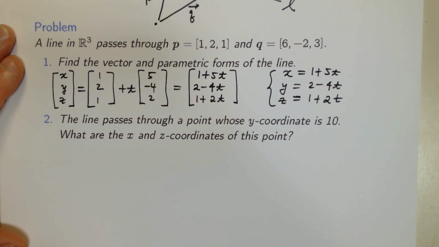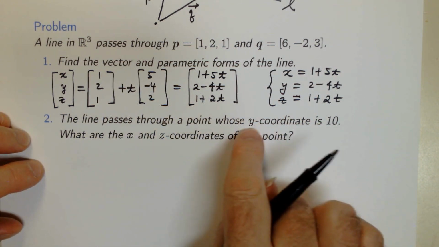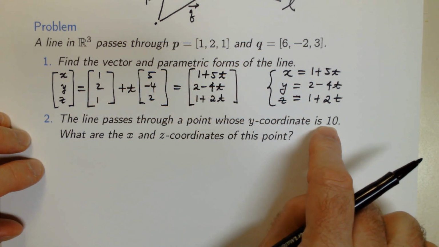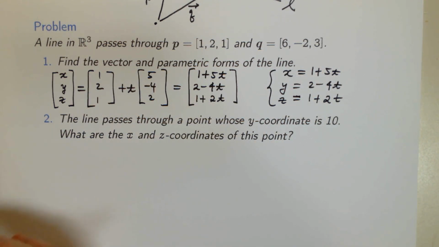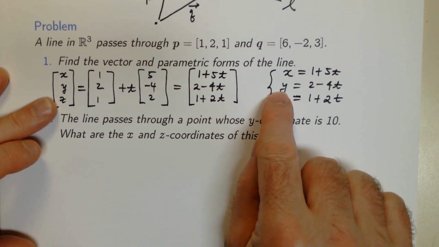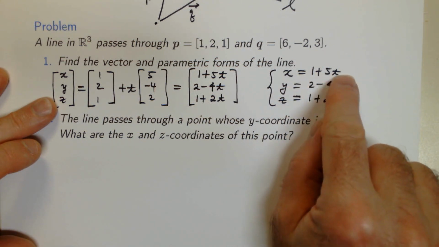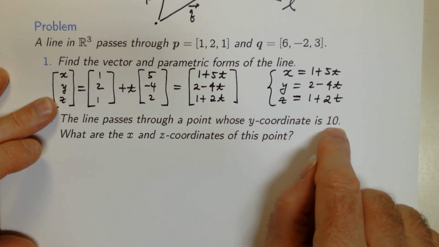The line passes through a point whose y-coordinate is 10. What are the x and z coordinates of this point? So we know that at some point, this line is passing through this point, and the y-coordinate of that point is 10. And now we have to find the corresponding x and z coordinates. Now, one way to do that is to realize that once I tell you that the point has a y-coordinate of 10, that's equivalent to telling you that 2 minus 4t is equal to 10.